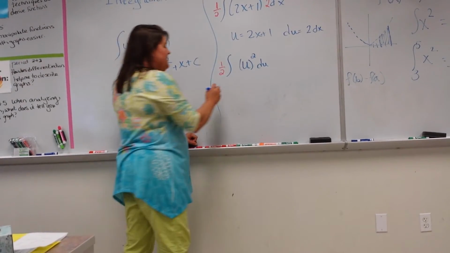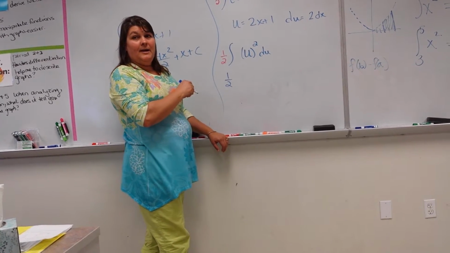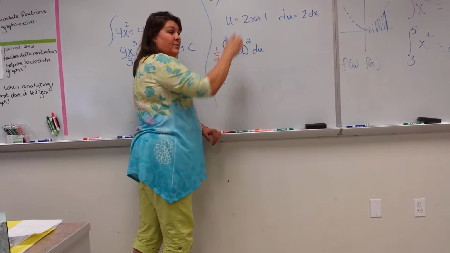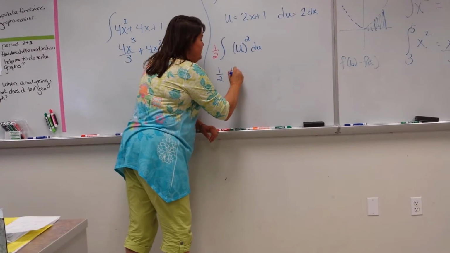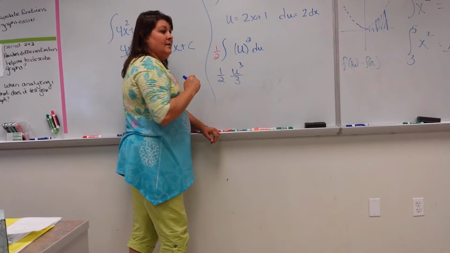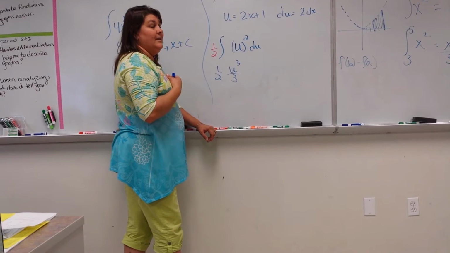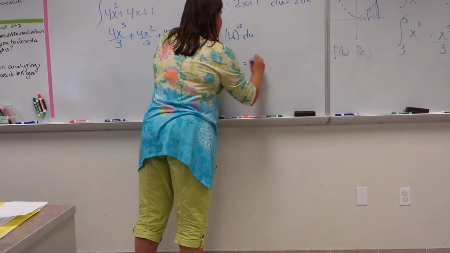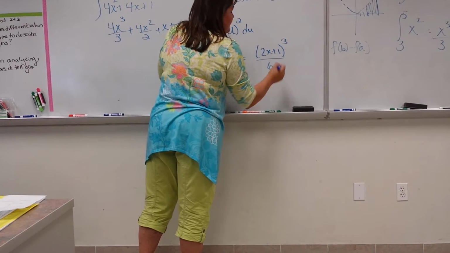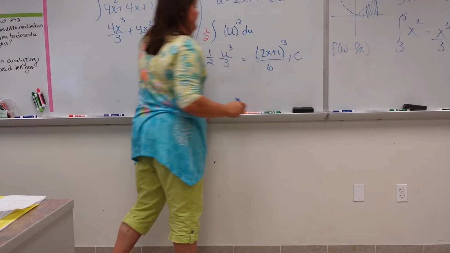Okay, so now what we're going to do is we carry the 1/2 out front, and we integrate the old-fashioned way. So we have u squared, and what's its integral? It's u to the third over 3. And instead of u, I really need to have it in terms of 2x plus 1. So this would be 2x plus 1 to the third over 6, and then don't forget the constant, plus c.